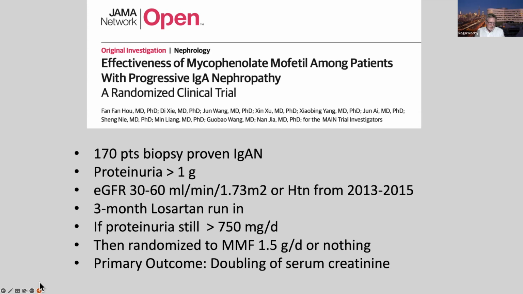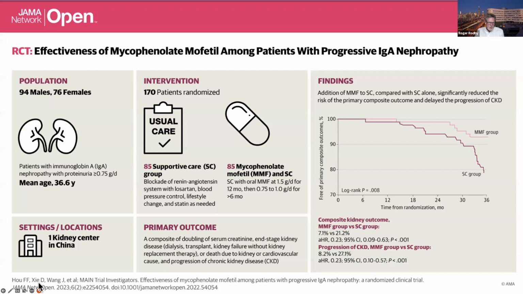The primary outcome was very nice, our favorite, the doubling of the serum creatinine. And you can see here that it started separating at about 1.5 years, but a pretty nice separation here in the doubling of the serum creatinine. And so this was put out on Twitter. I think it was Swapnil Hiremath that, when he first saw it, I think this is pre-publication.